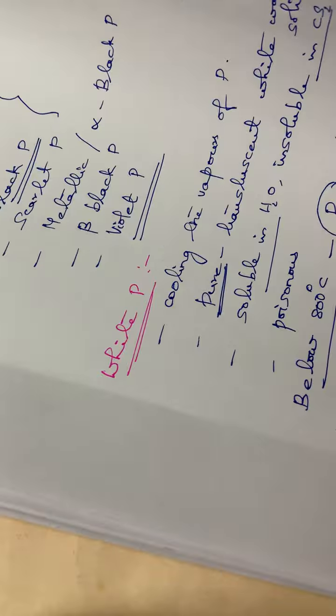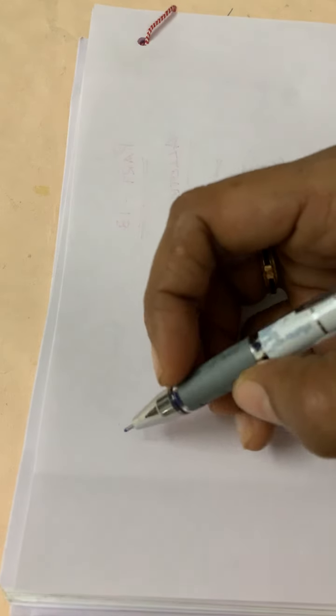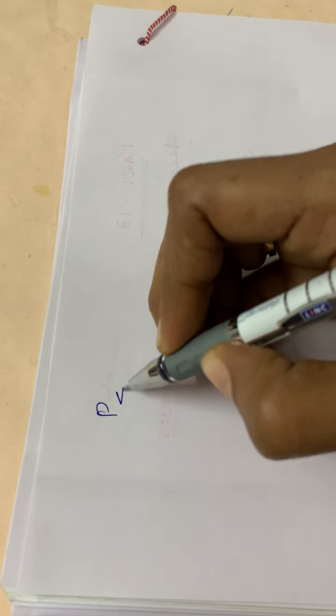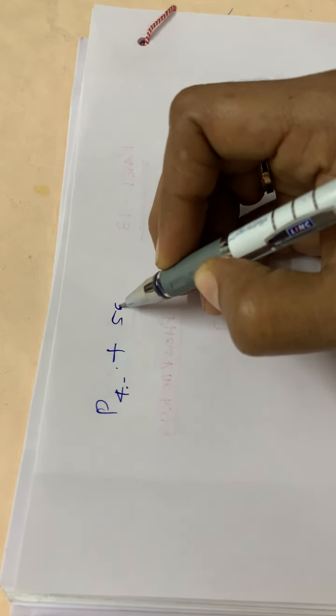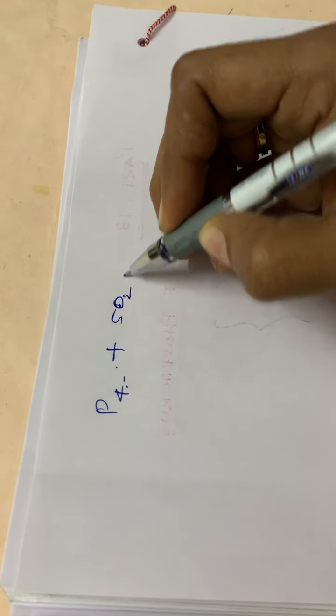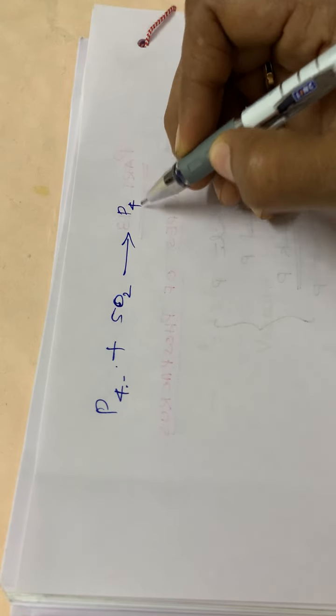Then again, this P4 molecule readily catches fire in air. That means it will be highly reactive with oxygen. P4 plus 5O2 giving P4O10.